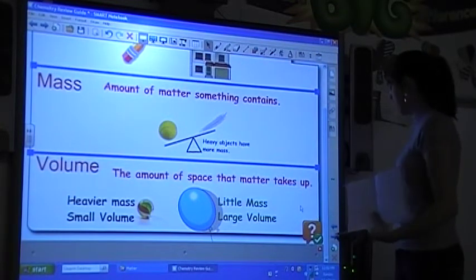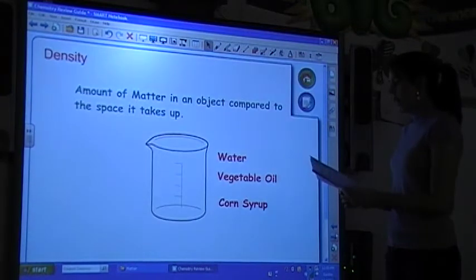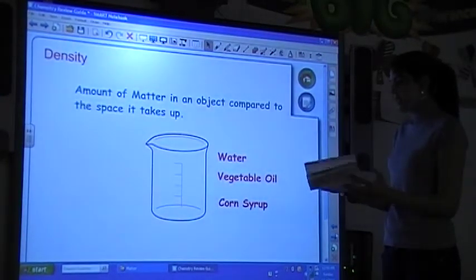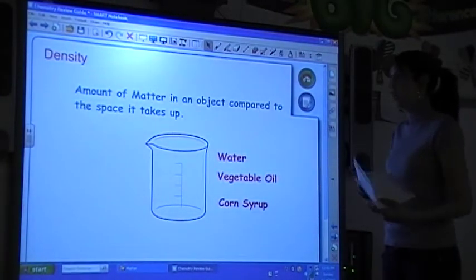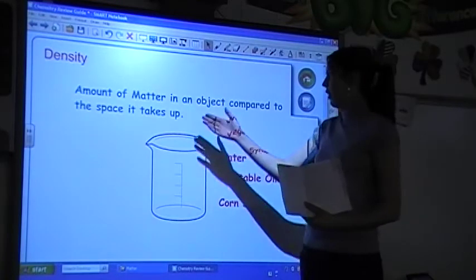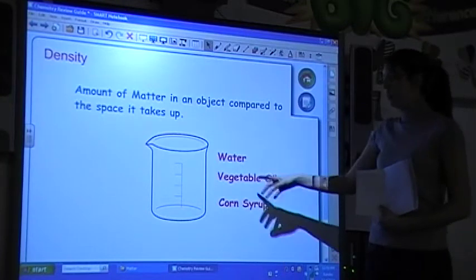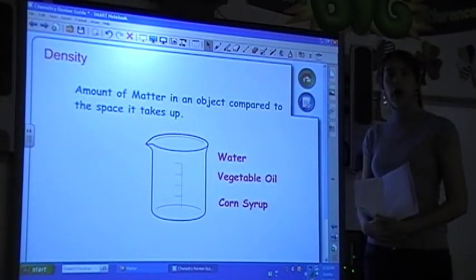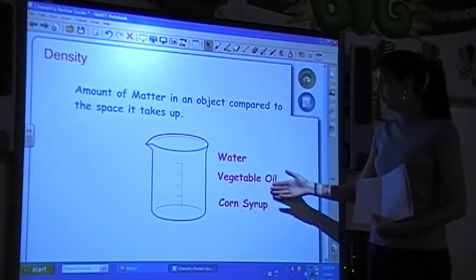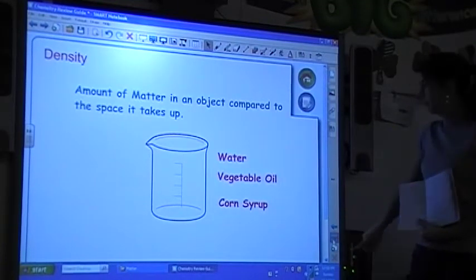Flip the page in your study guide to the mixtures and solutions. Before we get there, on the other side we'll be talking about density, the amount of matter in an object compared to the space it takes up. This would be to review our experiment that we did earlier with the water, vegetable oil, and corn syrup.